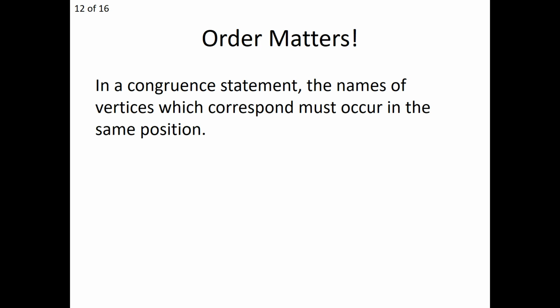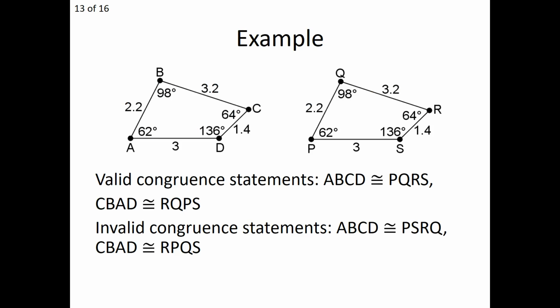So they must be in the same position. If A were to correspond with P, then A and P must be in the exact same position in our congruent statement. Let's take a look at some examples. So we had these two polygons earlier, and we can already produce the same lists for these, which means, yes, these two polygons are congruent.